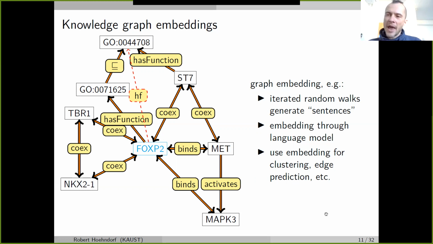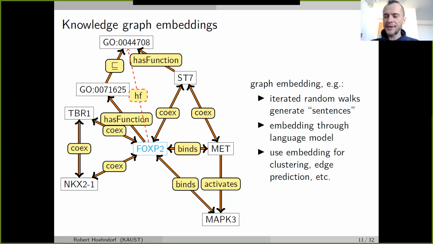And we can either add or not add these inferred edges to this graph. So we can either deductively close this graph or we don't. We just assume that we represent our knowledge as it is expressed. And then we can embed this graph. One way to do this is, for example, by using some random walk-based approach, where we have iterated random walks which generate sentences, and those we can then embed through a language model. And the embeddings we can then use for different types of things.